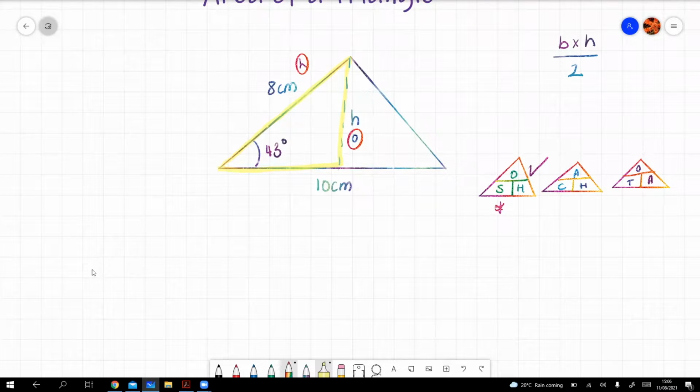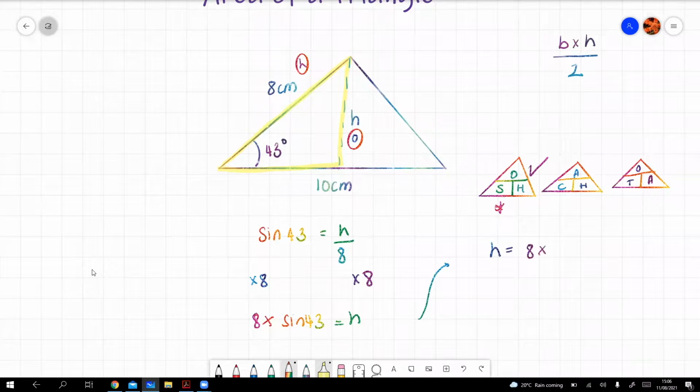So that's going to be sine. So we're going to do sine 43 equals, now it's opposite over hypotenuse. So that's the height, isn't it? It's height over 8. Now, in order to work out the height, I've got to get rid of the divide by 8. So I'm going to times both sides by 8. And I'm left with 8 times sine 43 equals height. I'm just going to write that like this: height equals 8 times sine 43.